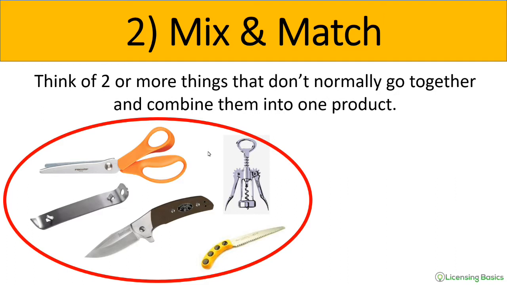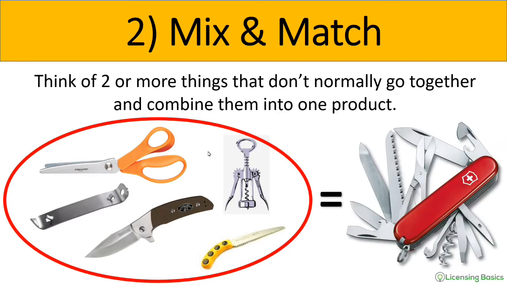So for this example, I love to talk about this whole group of 5 things. You got scissors, a can opener, a knife, a saw, and a bottle opener. How could you combine all 5 of these products into one? And if you start thinking, you might have thought of the Swiss Army knife. So the Swiss Army knife has all those things among others, but that's one way of thinking of mix and match.